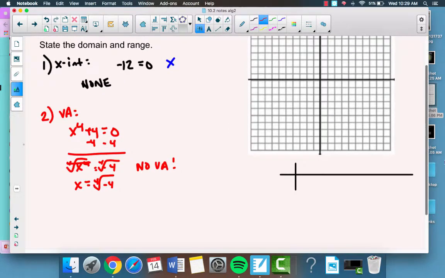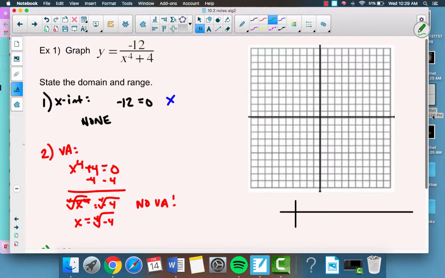Sometimes that happens. And then we move on to the last one, which is our horizontal asymptote. So remember, for the horizontal, you have to look at the degree. So I'm going to look at the degree of the top. So the degree here of the top is 0, because there is no variable. Okay, and then the degree of the bottom is our highest exponent there, which is 4.